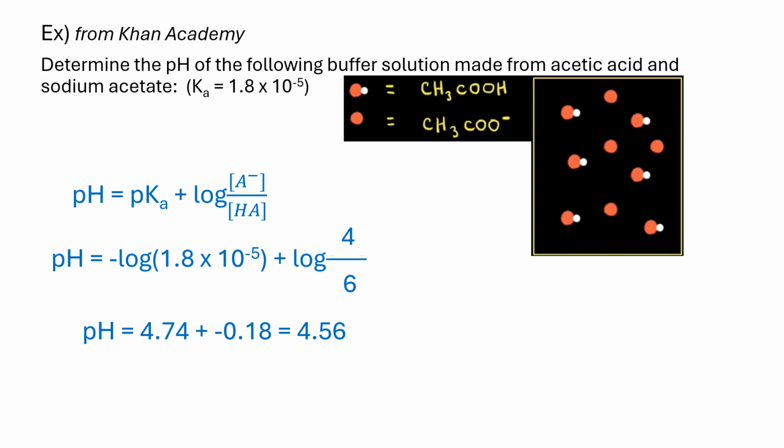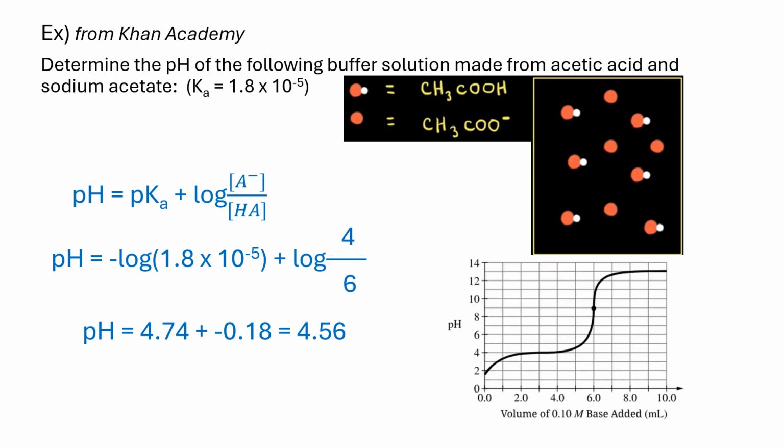But the log of 4 over 6, because it's less than 1, is going to give me a negative answer. So I'm really subtracting. So anytime you have less conjugate base and more of the weak acid, you're going to end up subtracting. So that's going to give me, in this case, negative 0.18, which is going to give me 4.56.